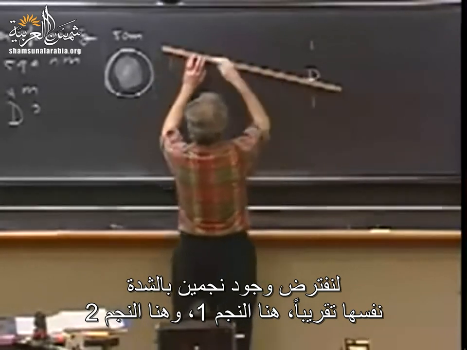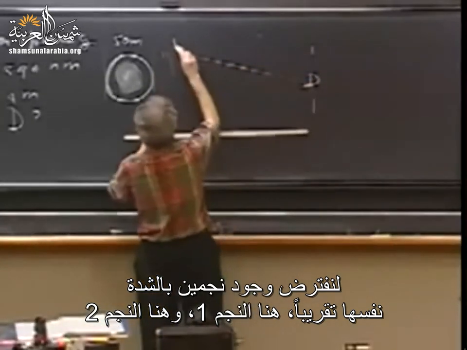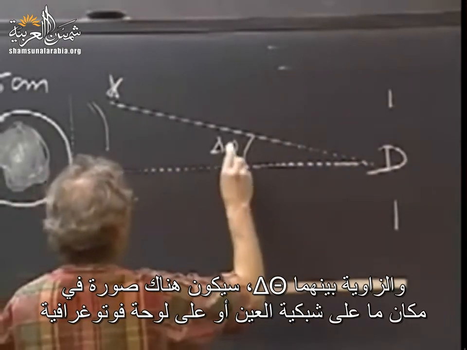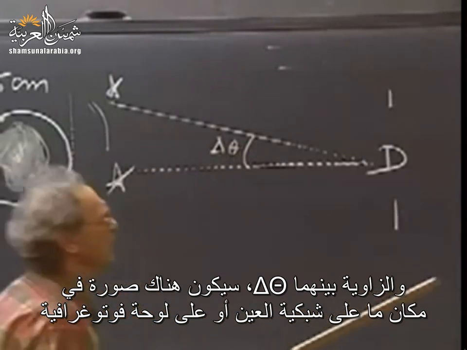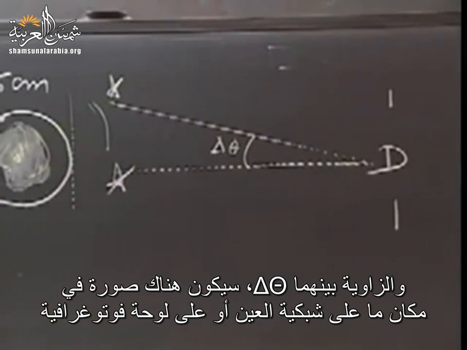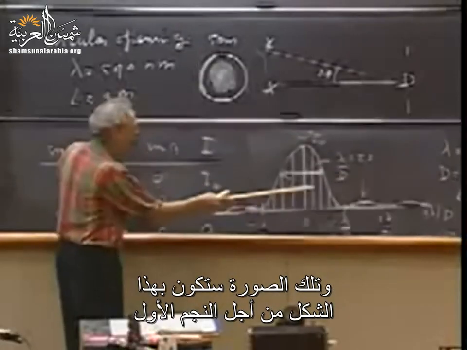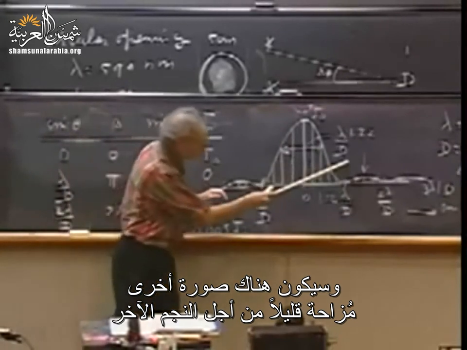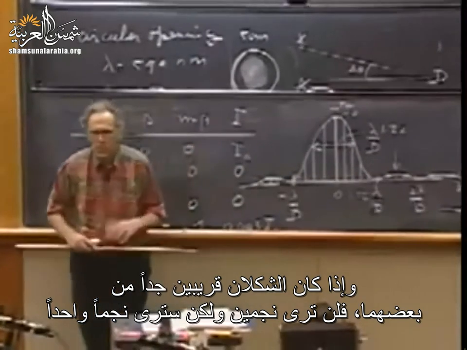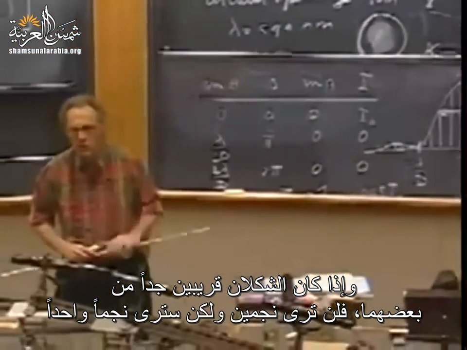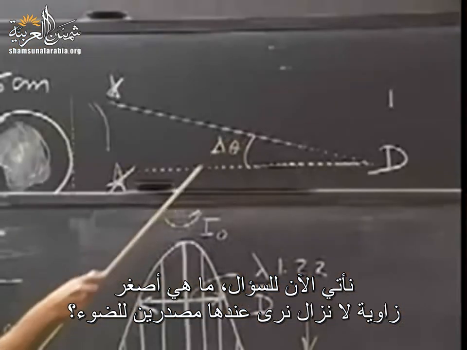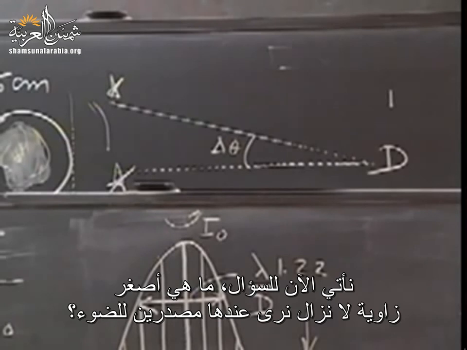Let's assume there are two stars of roughly equal strength. Here is star number 1, and here is another star, star number 2, and the angle between them is delta theta. Then somewhere on a photographic plate, or in your case on your retina, there will be an image, and that image will be like this for one star, and there will be another image a little bit displaced from the other star. And if those two blurs are too close together, you don't see two stars anymore, but only one star. And so now comes the question: how small can this angle be so that you still say, yeah, there are two light sources?